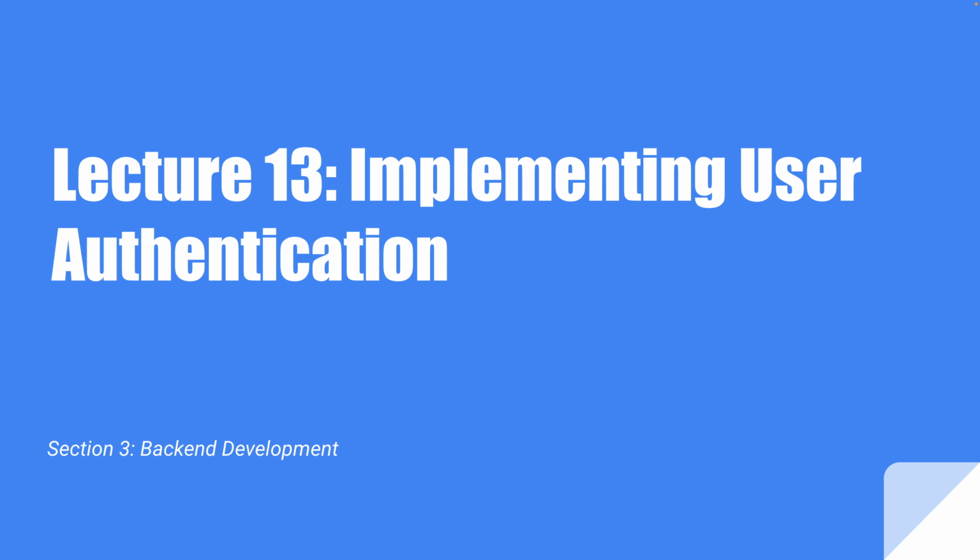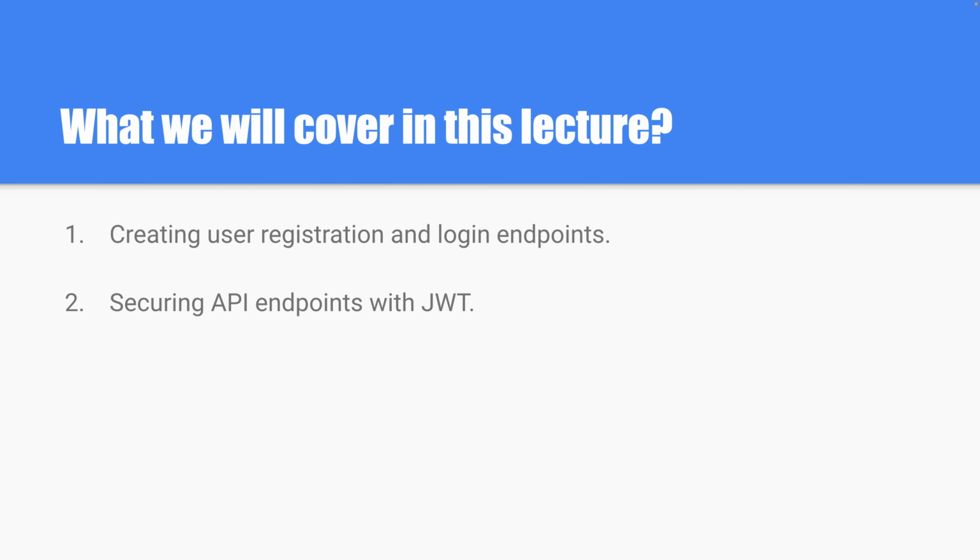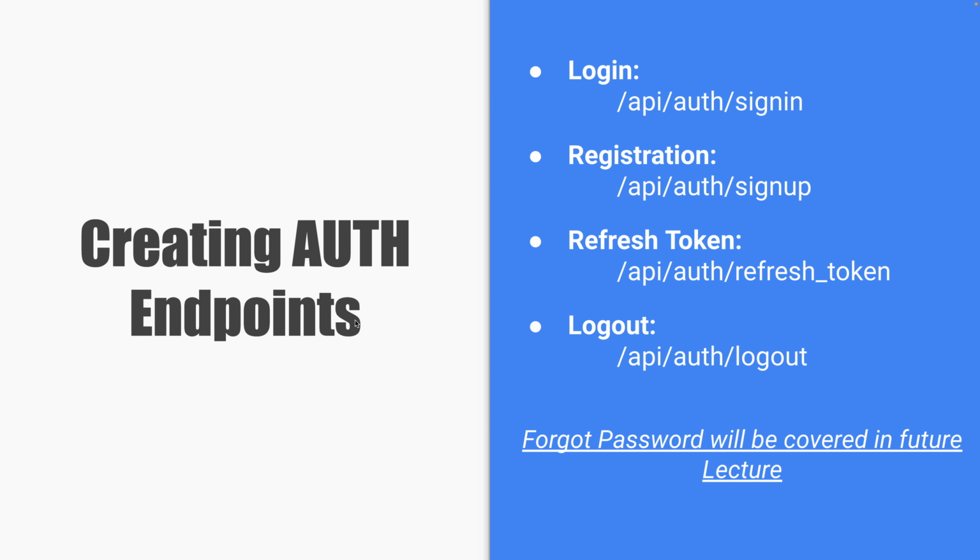Welcome back. In this lecture, we will be implementing user authentication and we will cover these two things in this lecture. First, we will create user registration, login endpoints and other auth related endpoints. And secondly, we will secure all of our API endpoints by using the middleware that we created earlier. Okay. So we will create at least these 4 API endpoints in this lecture.